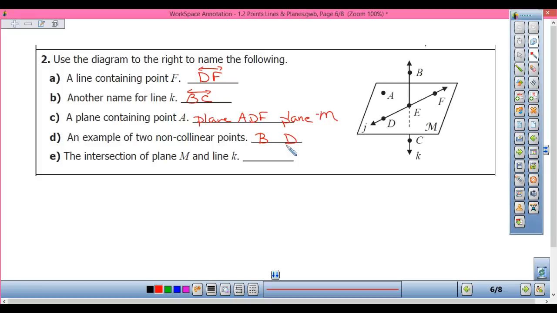How about the intersection of plane M and line K? I'll give you a clue. Plane M looks like this. Okay, line K is this pencil. It looks like this. So on that picture, what's my intersection? E, you bet.